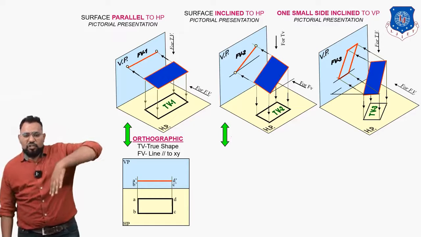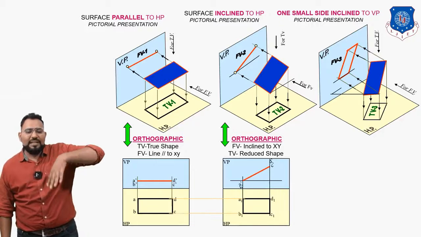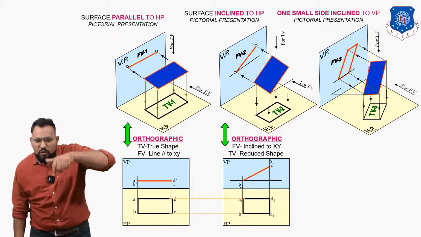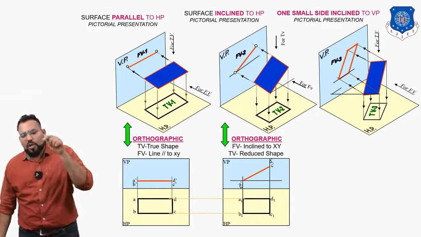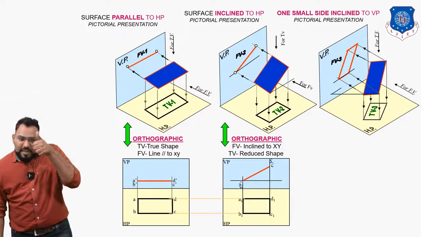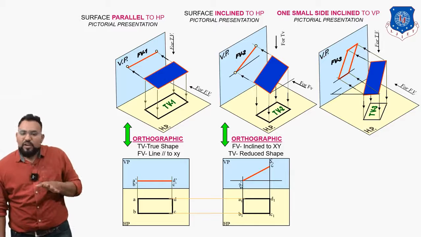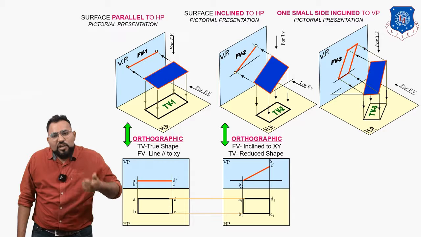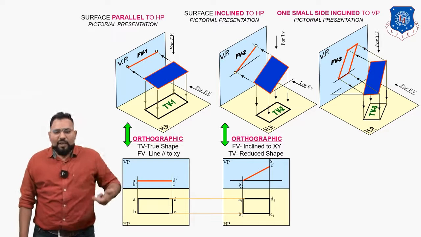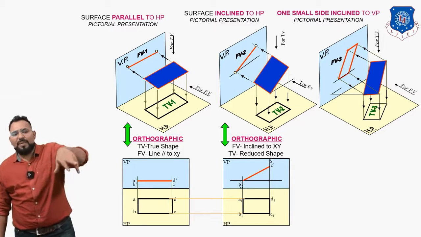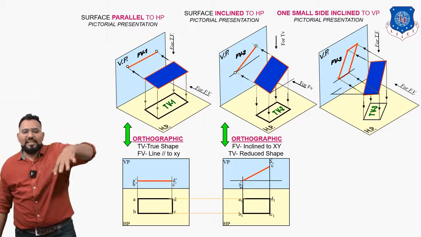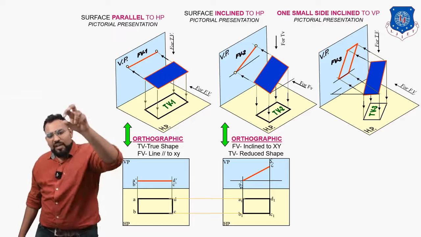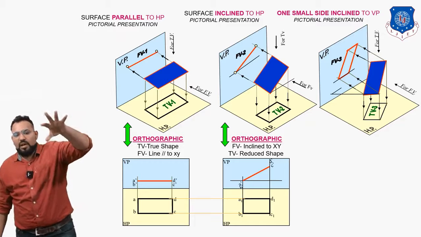Now the second pictorial presentation is going to look like this. In the front view you will get one line inclined to XY, and in the top view you will get an apparent shape. Because in the top view you are not getting a true shape, since in the second pictorial presentation the surface is inclined to HP. That means you are getting a reduced shape, or you can say an apparent shape. Here I have given the plane surface the name ABCD. That's why in the front view I have written A dash, B dash, C dash, D dash, and in the top view I have written ABCD. You can give this plane surface the name ABCD.